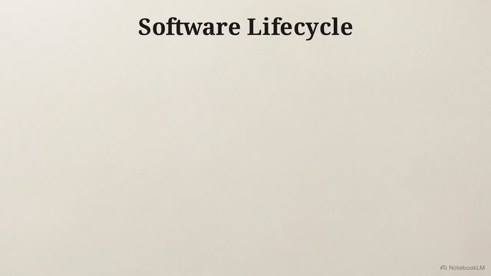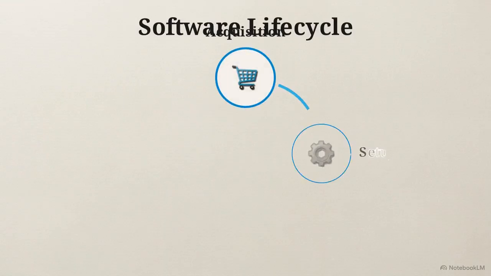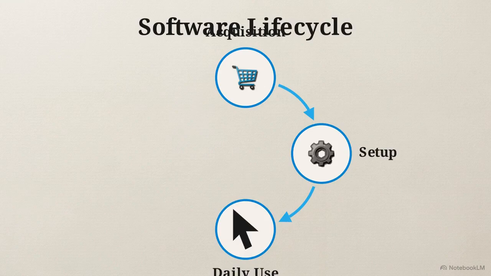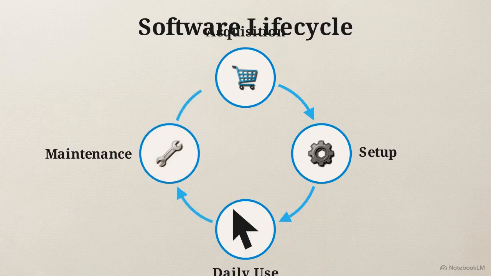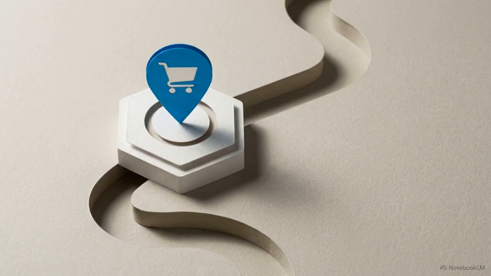It tracks every stage of a program's life, from acquisition to setup, daily use, and long-term maintenance. This loop turns random downloads into a predictable routine, keeping your device organized and your data secured. The first stop on our roadmap is acquisition.